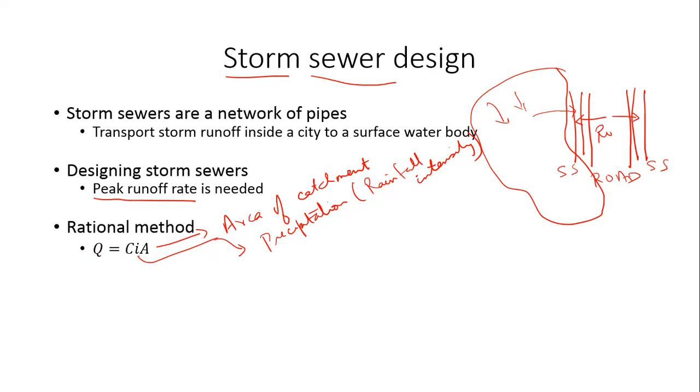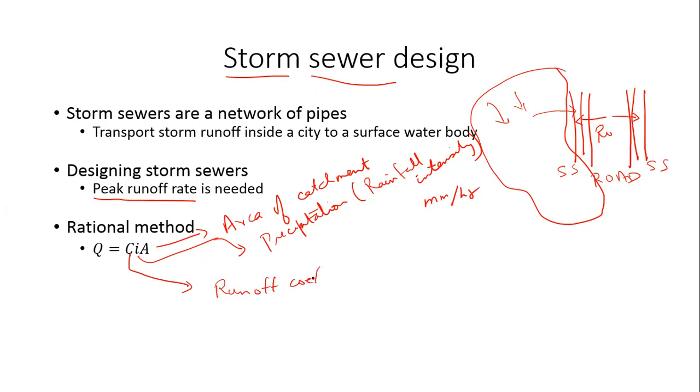Anyway, so this I is the rainfall intensity. Typically this rainfall intensity you will have in millimeters per hour, but you have to convert it to appropriate units. This equation is not dimensionally inconsistent; it's a dimensionally consistent equation. You have to use appropriate units if you want to get Q in appropriate units. So the C is what is called the runoff coefficient.